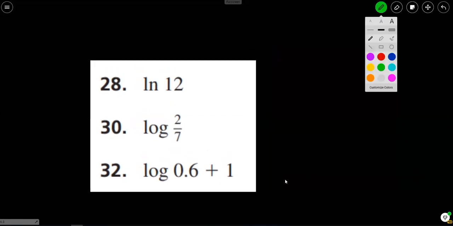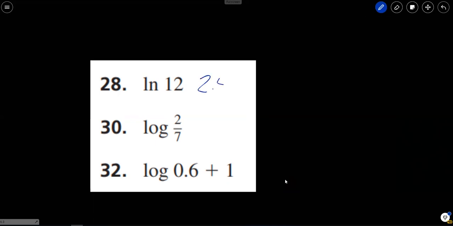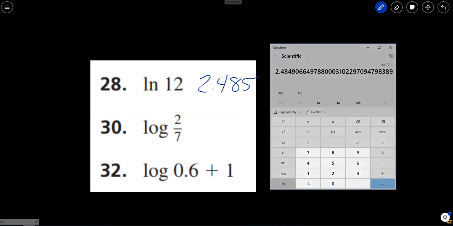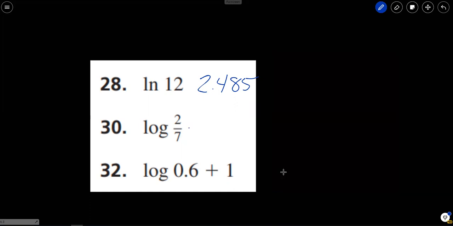Change my color. Let's go blue. That one's done. Continuing forward, the common log of 2/7. So what I've got to do is 2 divided by 7 to get this repeating decimal. From there, I'm going to hit the log button. And it gives me my common log of 2/7 is going to be negative 0.544. And I don't need to do any rounding there.